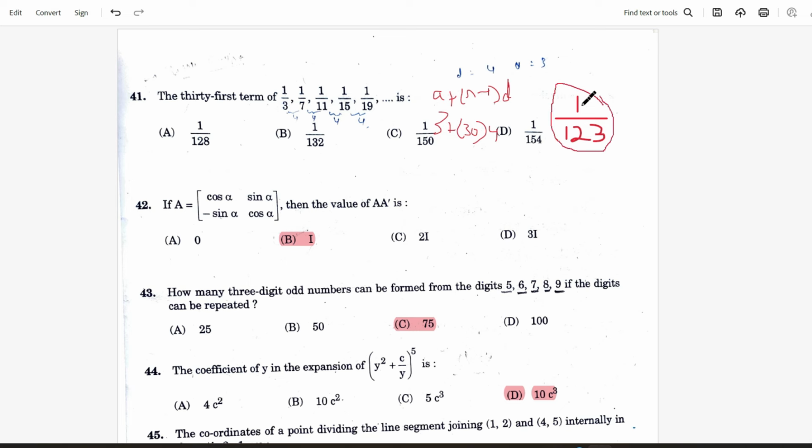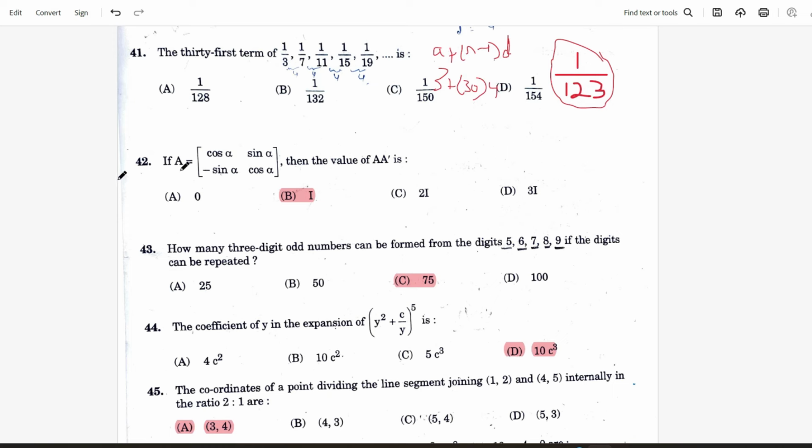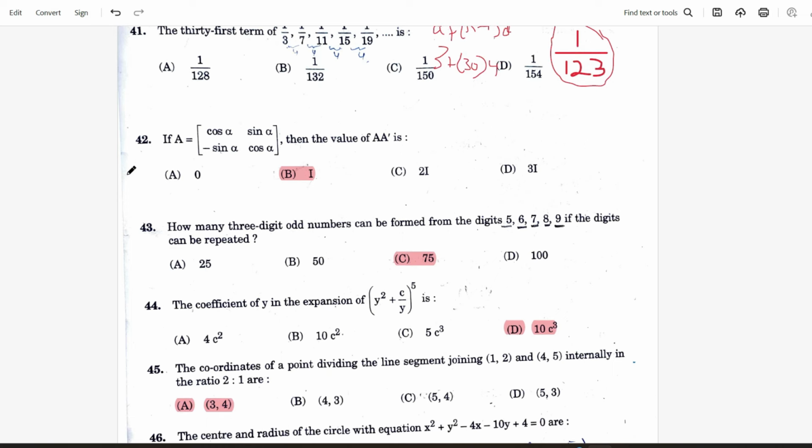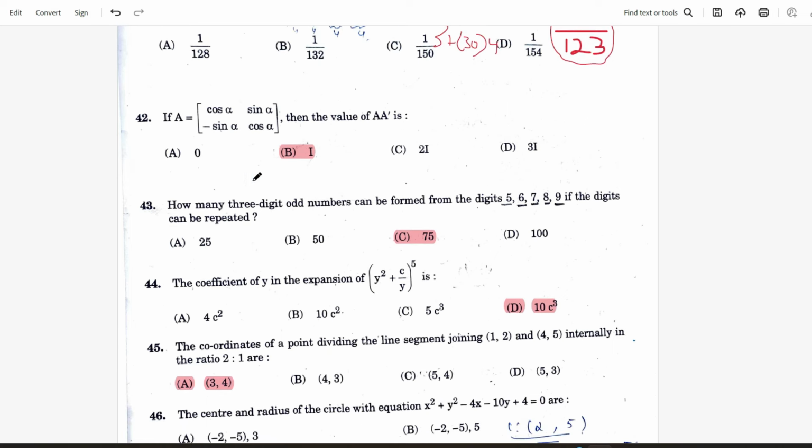But there is no right answer in the options. It is 132, 150, 154 and 128. So there might be a chance of getting grace marks if you attempted this question. Okay, so next, question number 42. This is a trigonometry question. You will get the identity matrix by solving this, that is B.